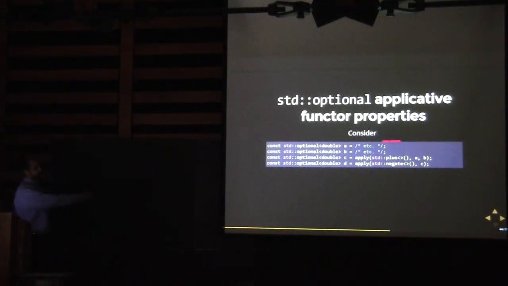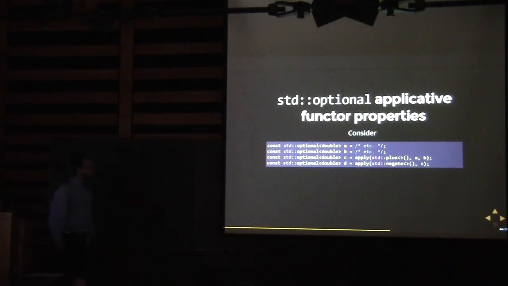And if a happens to be null, all the rest of this stuff just gets null. Well, this won't get null, but if either a or b are null, all the rest of these things are null. So this kind of is acting like an error, like a percolating error going through.